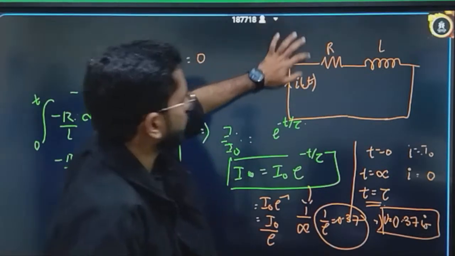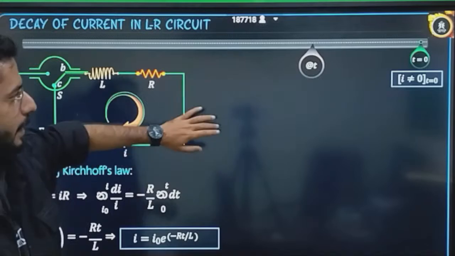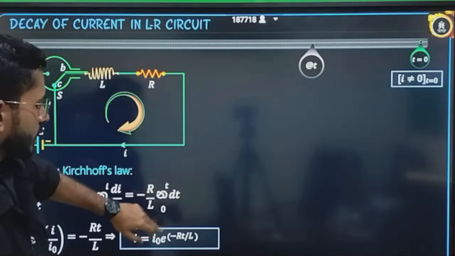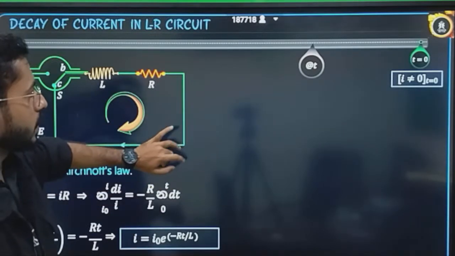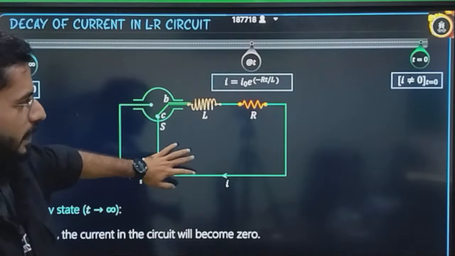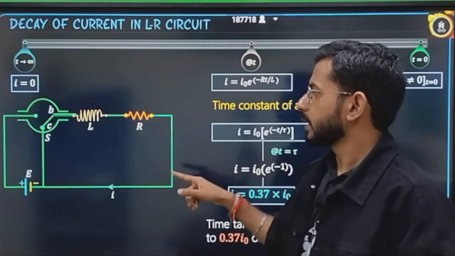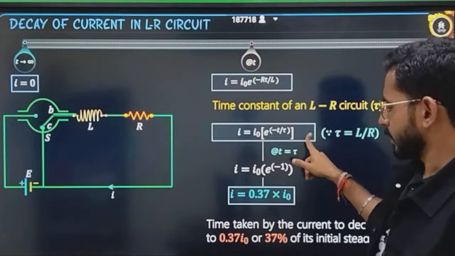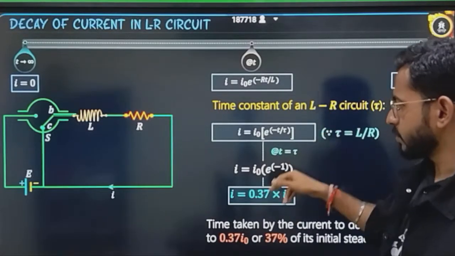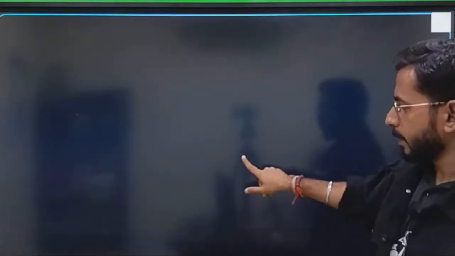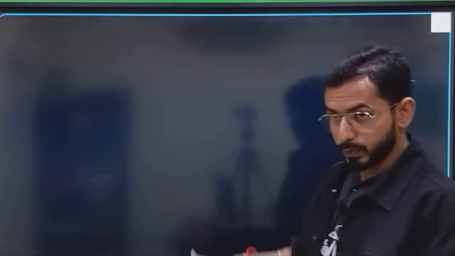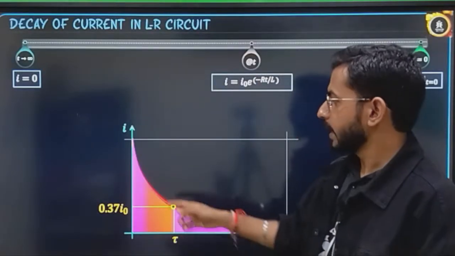Fine, let's move further. These were the two important cases that I had to tell you for the growth circuit and for the decay circuit. The notes will be available for you. The derivation I've already explained, step by step. These kinds of derivations you have to write in proper steps. This is the important curve that you have to remember. There is no way that you can forget.